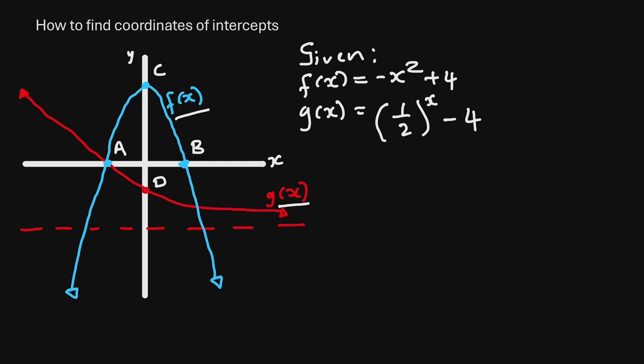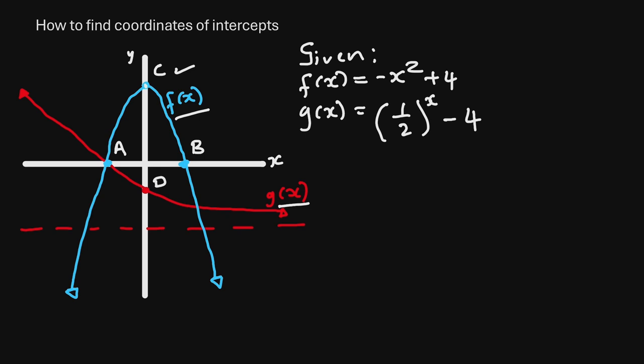Now the question asks us to find the coordinates of a, b, c, and d. All these coordinates of a, b, c, and d are what we call intercepts. But remember, you must know which intercept is which point. For example, if you want to find the value of c, we need to identify that this is a point on what? On the function of f.